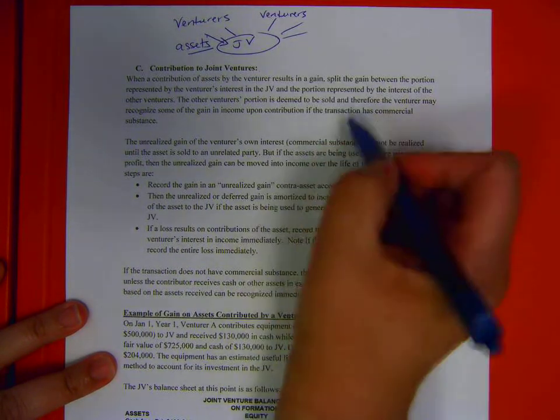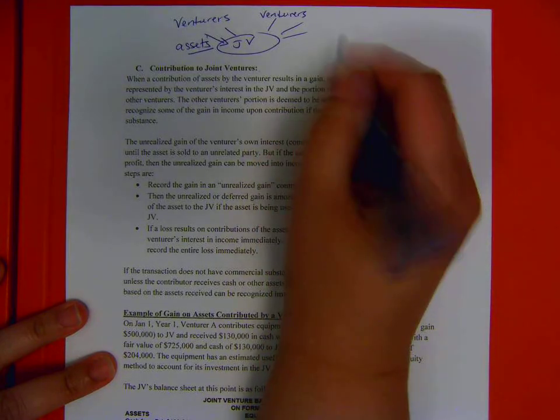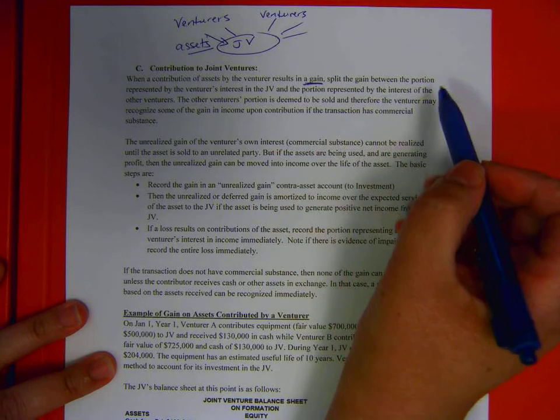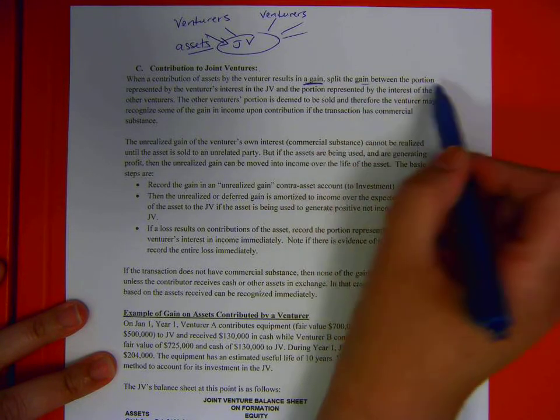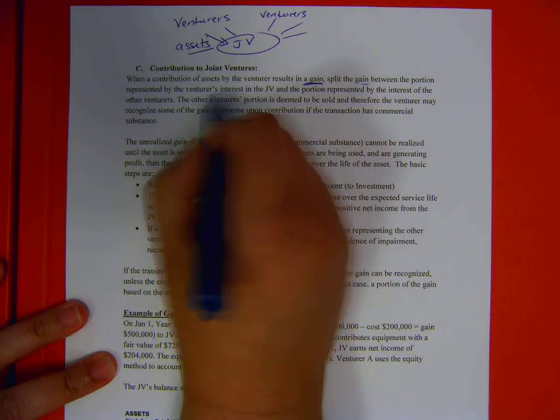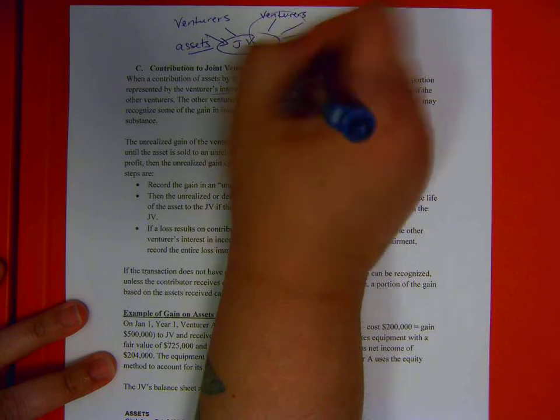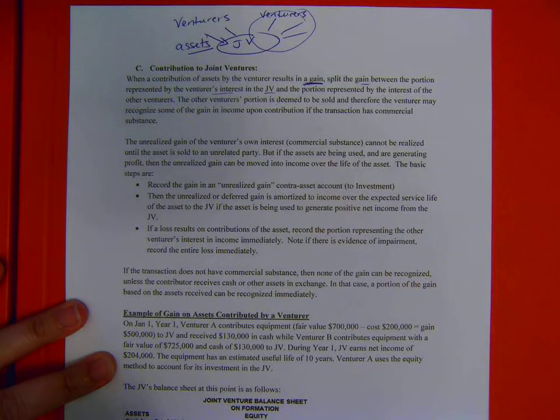So often, because transactions are recorded at fair value, it can result in a gain. In that case, you split the gain between the portion represented by the venturer's interest in the joint venture and the portion represented by the interest of the other venturers. So, like everything else in Chapter 9 dealing with joint operations or joint ventures, you're always looking at it from the other venturers' perspective to see what can be realized. So it's a little bit different than a parent-sub.